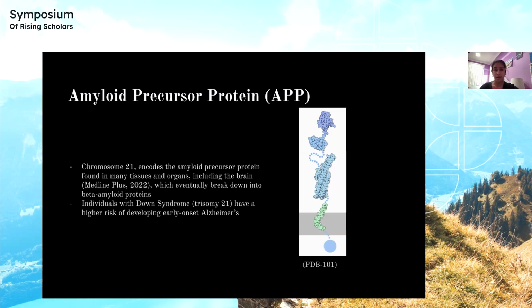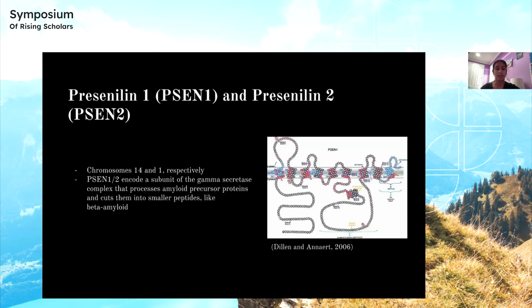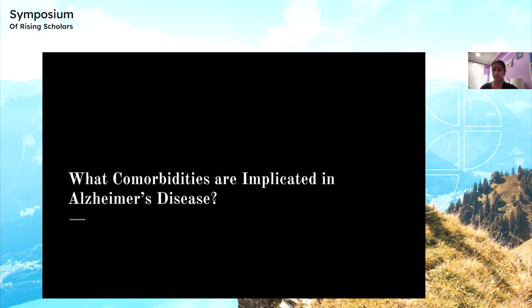Other genes that are implicated in Alzheimer's include PSEN1 and PSEN2. They are on chromosomes 14 and 1, respectively, and encode a subunit of the gamma secretase complex that processes amyloid precursor proteins and cuts them into smaller peptides, like beta amyloid. Mutations on these genes can alter how APP is processed, increasing the formation of beta amyloid proteins that form into plaques. Next, we'll move on to comorbidities in individuals with Alzheimer's disease reported to contribute to disease pathology.